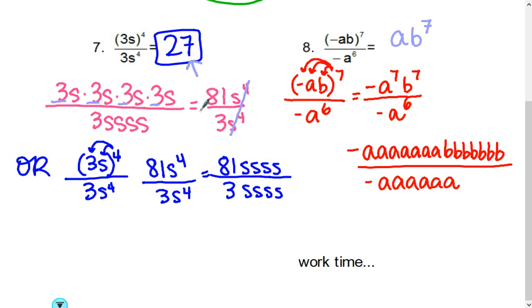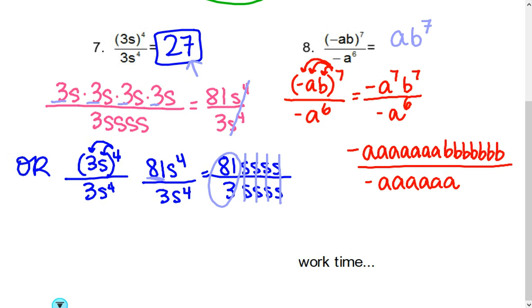Another further breakdown of this is, I just did my power to a power rule. So this is 3 to the 4th power, s to the 4th power. 3 to the 4th power is 81. S to the 4th power. And then I broke this down into expanded form. So 81 s times s times s times s over 3. Now, boom, boom, boom, boom. Those all cancel each other out or simplify to a 1, and we're left with 81 divided by 3, which again is just 27. If you got 27, high five yourself. These are tough problems, a lot to wrap your head around.